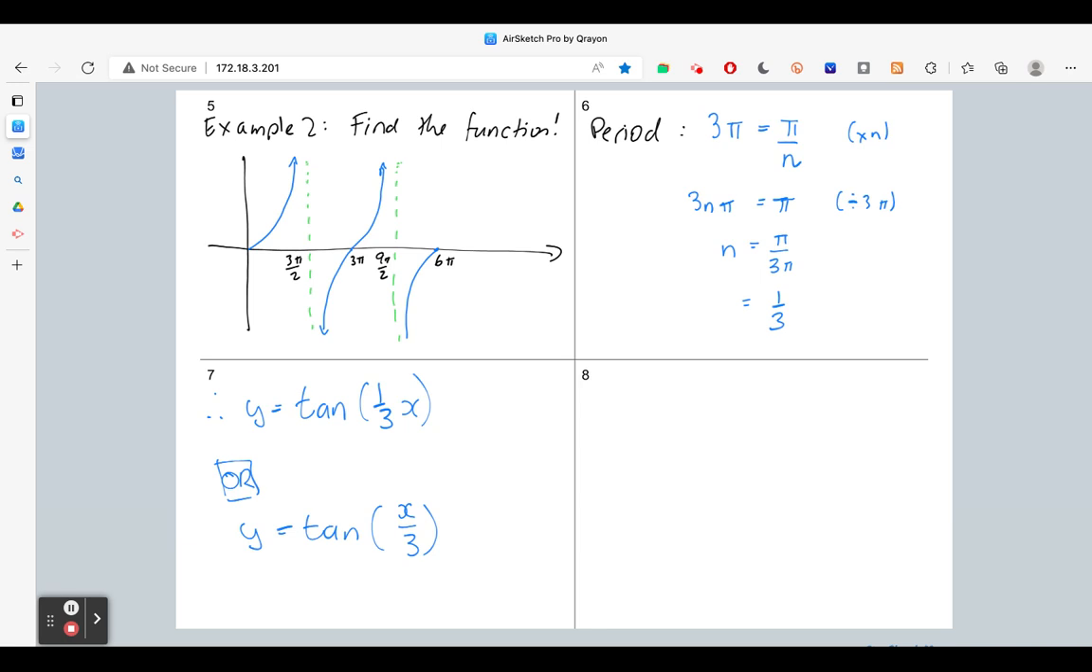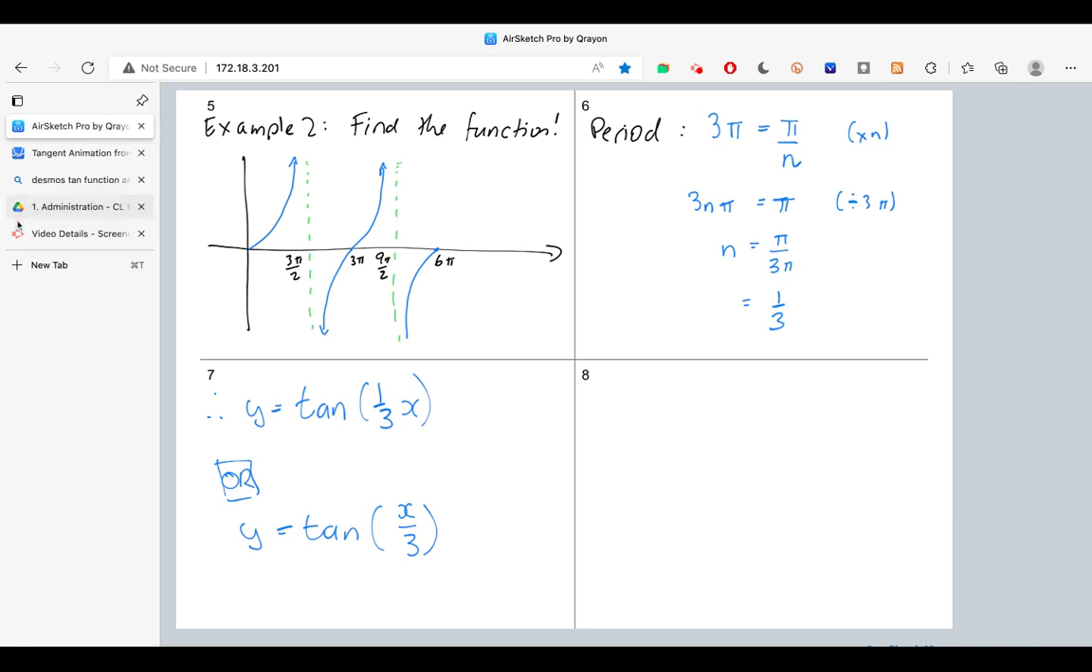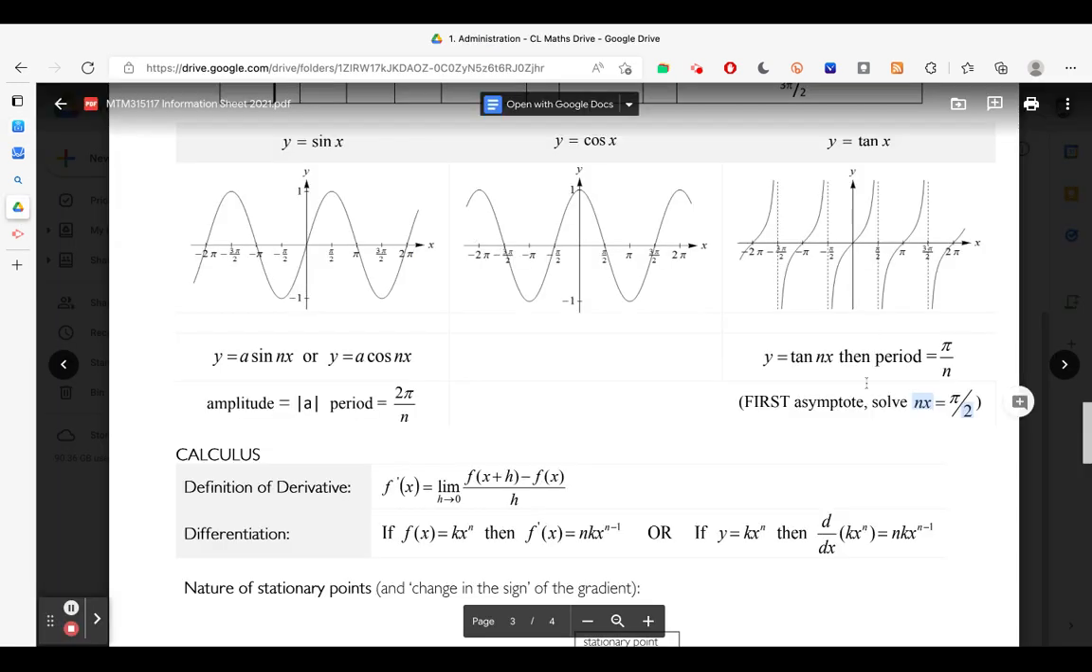You could, if you wanted to, use the asymptote instead. If you can see an entire graph, there's no way I would do anything other than what I've done. But let's just say you were only given part of the graph and you were told that the asymptote is at 3 pi on 2. You could use that fact. I mean, you've got it on your information sheet here, that the first asymptote is solve nx equals pi on 2. So you could use that in order to figure it out.